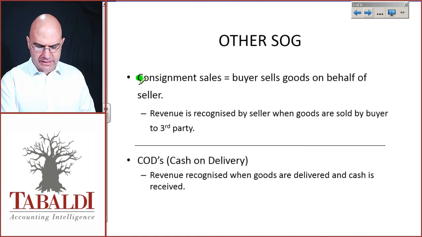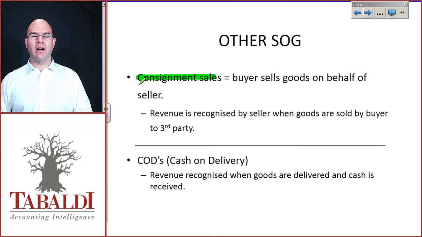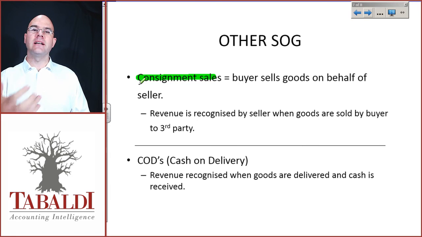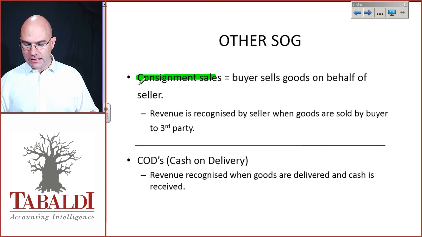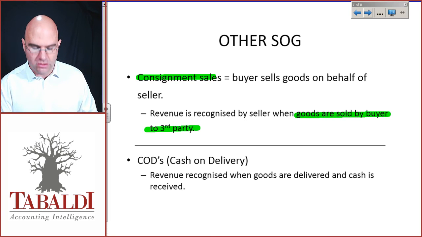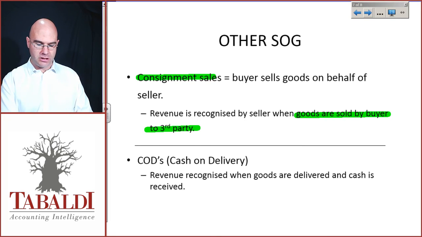The last couple of ones, consignment sales, should be nice and easy. Here's where I sell to a store, but the store does not yet believe that it will sell my product. So my clients will come to me and say, listen, give me 5 of your product. I'll put it on the shelf, and if it sells, then he'll pay me. Okay. If it doesn't sell, he'll return the product to me. So here, the risks and returns have not yet been transferred. Okay. So here, the buyer is selling goods on behalf of me, the seller. Okay. I will only recognize revenue when the goods are sold by my client to a third party. Okay, so that's pretty straightforward.